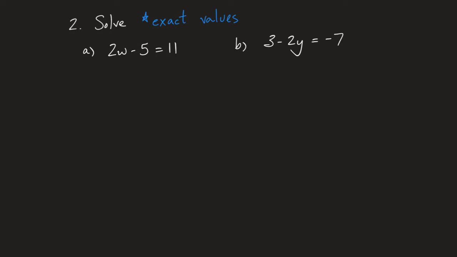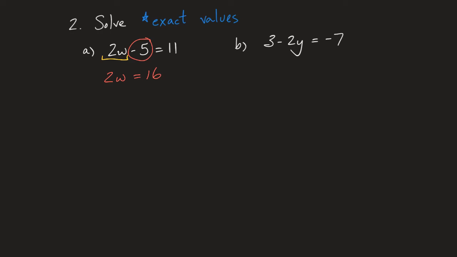Okay, I'm going to walk through A with you, and then I want you to fly through B as fast as you can. So job 1, we have to get our variable term all by itself. So we need to get rid of that minus 5. How do we get rid of a minus 5? We add 5. So my other side becomes 16.